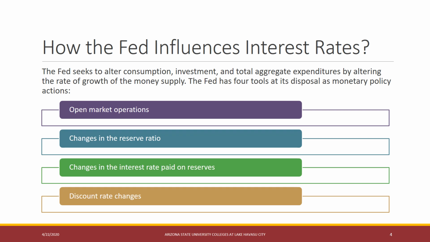The Fed has four tools at its disposal as monetary actions, and it includes open market operations, changes in the reserve ratio, changes in the interest rate paid on reserves, and discount rate changes. The first two tools were discussed earlier in chapter 15. The discount rate and the interest rate paid on the reserves will be discussed in the subsequent slide.